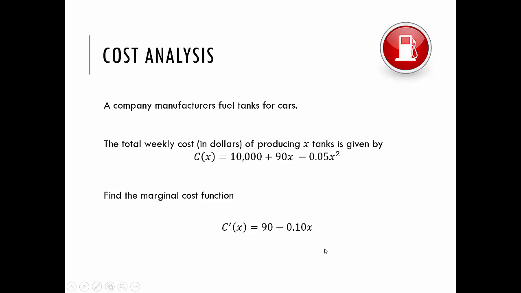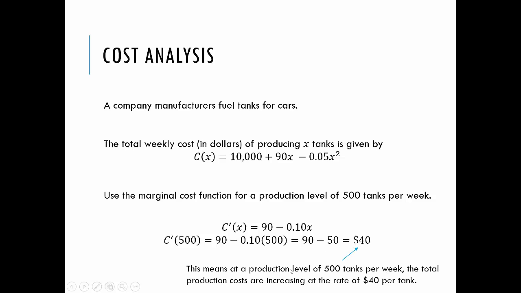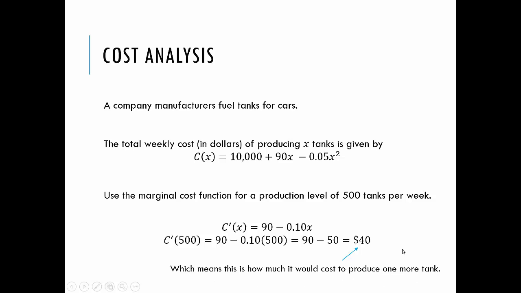And so now I could do something with this, like use the marginal cost function for a production level of 500 tanks per week. So I got my marginal cost, I plug in 500 and I get $40. Well, what that means is at a production level of 500 tanks per week, the total production costs are increasing, because that's positive, at the rate of $40 per tank. Or in other words, that's how much it would cost to produce one more tank.